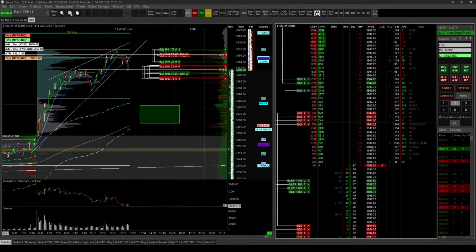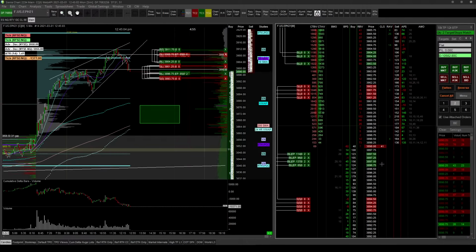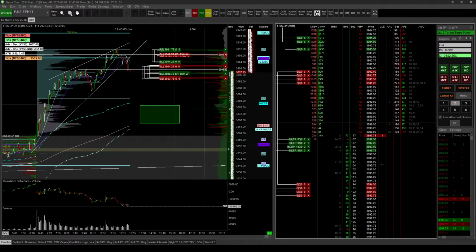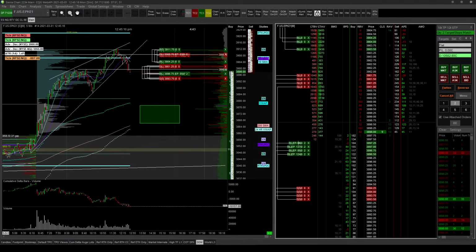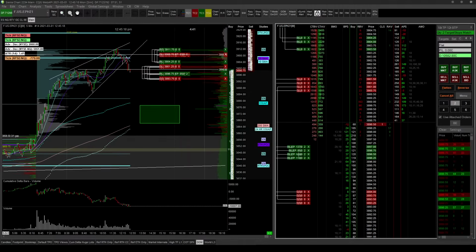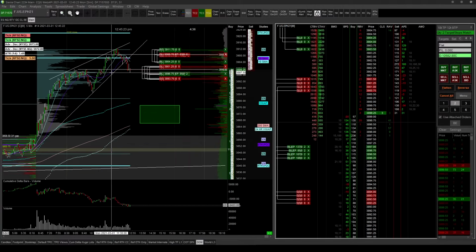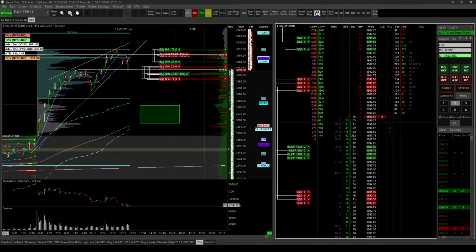Look at the volume hitting the bid. There it is. Did I not even get a single fill there? Oh, you gotta be kidding me. Oh, you bastards. Look at that. I was at 97.25. Man.